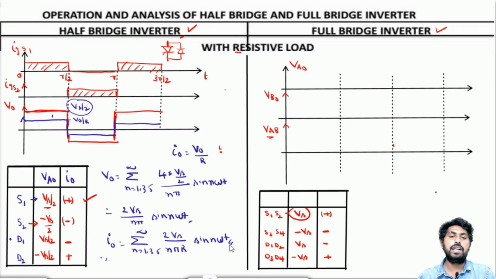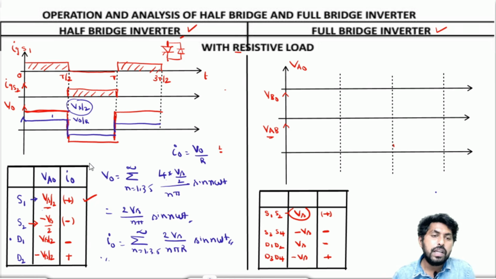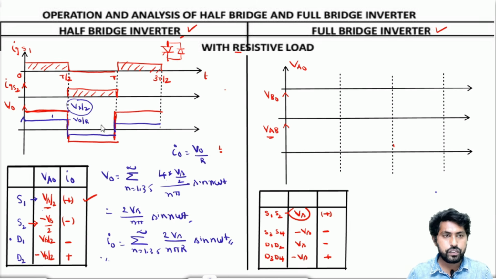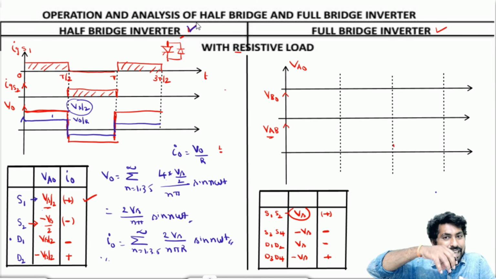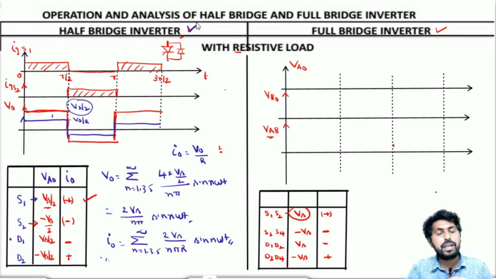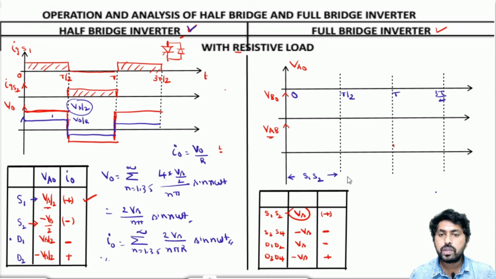So here we have written the V0 and I0 Fourier series expressions for the half bridge inverter. With this analysis, you can draw the output voltage and output current for the full bridge inverter also. For example, let me mark the time instants 0, T by 2, T and 3T by 2. From 0 to T by 2, we are closing S1 and S2, giving the triggering pulse for S1 and S2. Then we give the triggering pulse for S3 and S4.